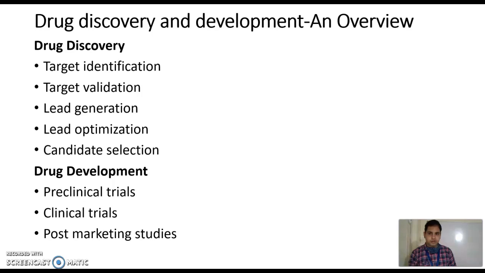So what are the different phases in drug discovery and development? The first phase is target identification. First we have to identify a target. And how can we identify a target? We have to first understand the pathogenesis of that particular disease in much more detail. If we understand the pathogenesis more deeply, we can identify a specific target for that disease, and then we can go after these targets.